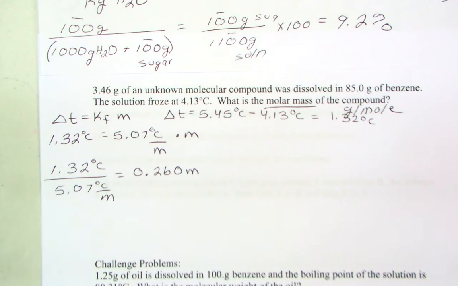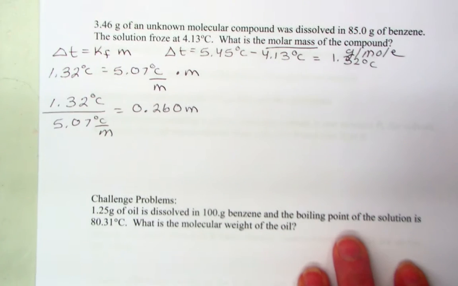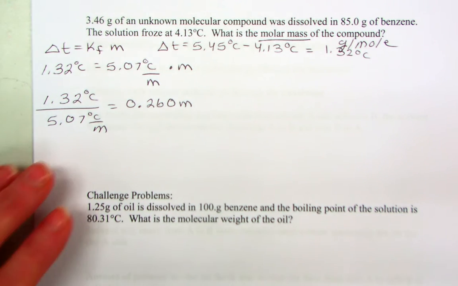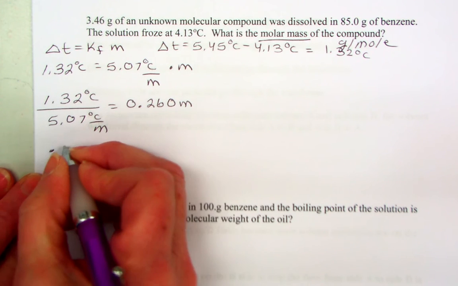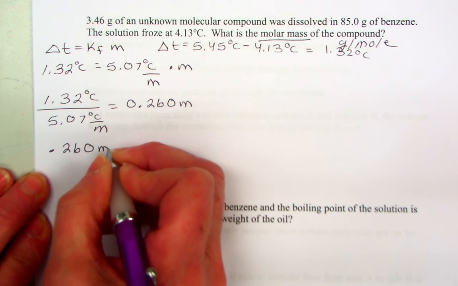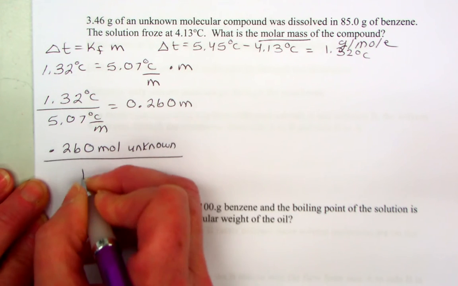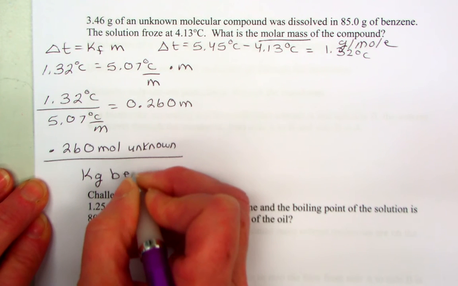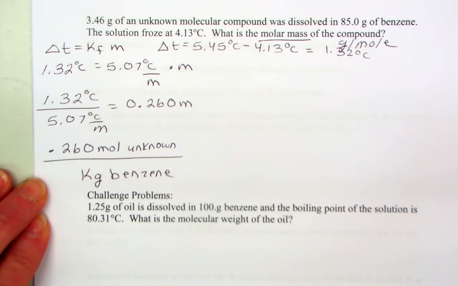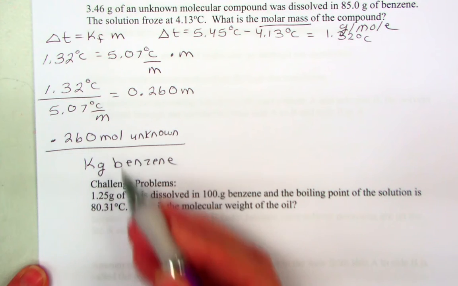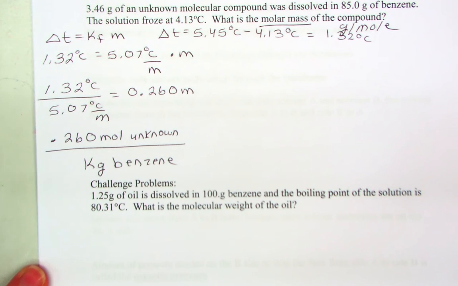Okay, so we rearranged the freezing point depression equation. Now we have to figure out how to use molality to get moles of our solute. Well, I know that this means 0.260 moles of unknown are dissolved in every kilogram of benzene. Right? That's what molality means. I want to know how many moles of unknown did I have. Well, here's the unit I want right here. So I just need to get rid of kilograms of benzene.